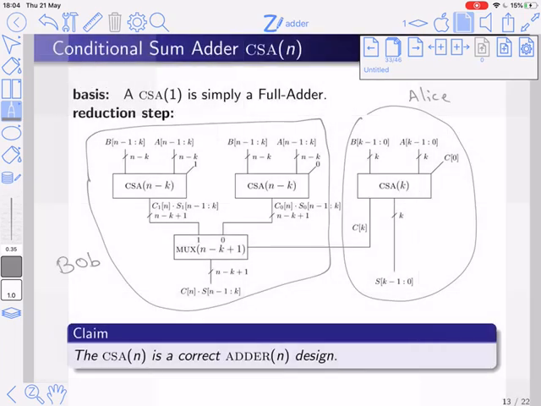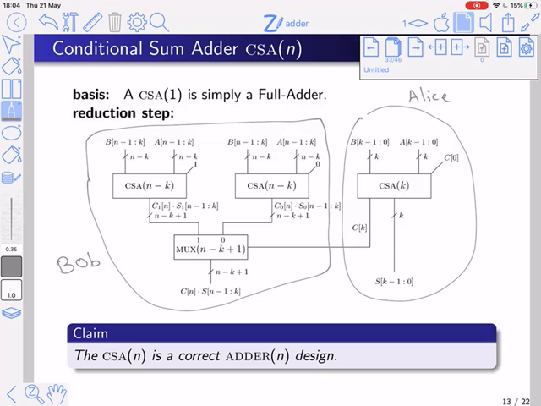And he has two types of addition. He has the addition in which the carry in is 0, and the addition in which the carry in is 1. So if CK is 0, then he chooses this branch. So he actually is adding a 0 here. If CK is 1, he's choosing this branch.